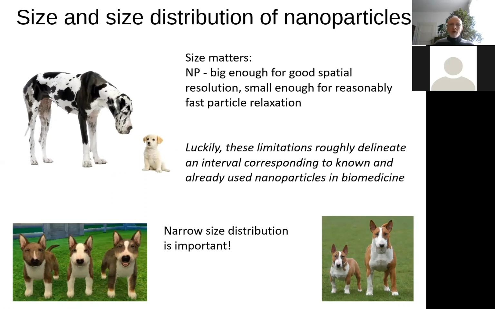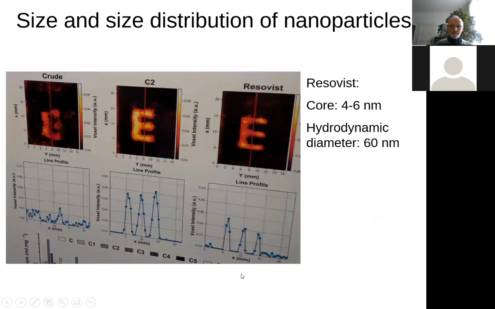Of course, as different particles have different responses to the magnetic field, it's very important to have a narrow size distribution. This would not be good. So all the particles, if it is possible, should be uniformly sized. Here is an example.